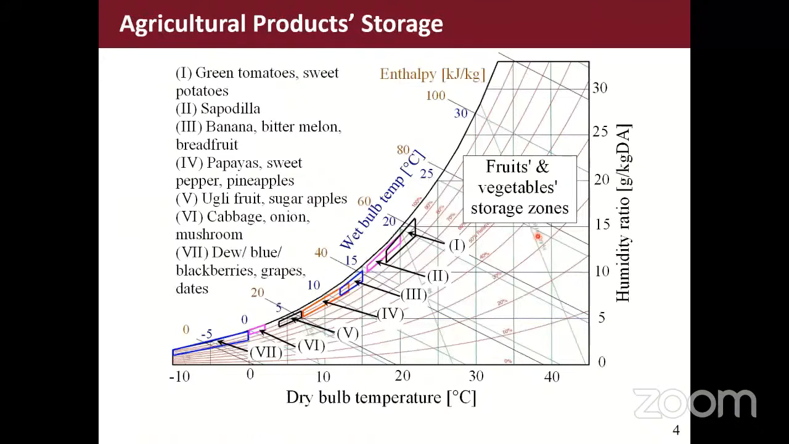Similarly, if we see this psychrometric chart, here you can find various fruit and vegetable storage zones. Different types of fruits and vegetables require different kinds of temperature and humidity in order to have optimum storage conditions.